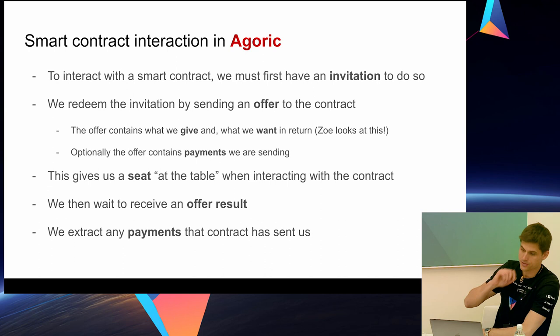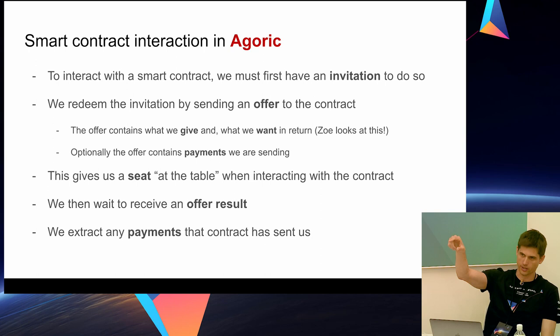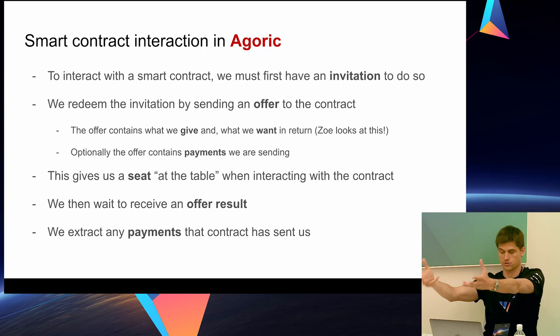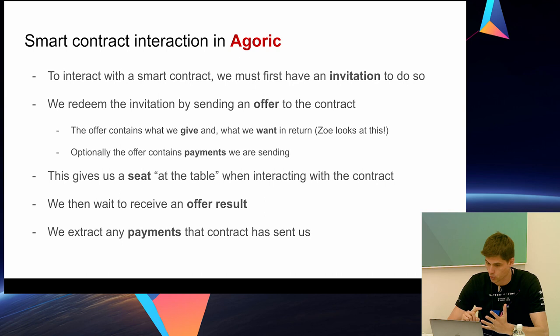So how does this work? Just very high-level concepts. Interaction with an Agoric smart contract involves invitations. And this is really the key: there are sort of no addresses. I can go to a public version of the contract and say, can you invite me to interact with you? If it's a public invitation, you get an invitation. Then you can redeem that invitation by sending an offer. You say, I want to use this invitation, and this is the offer, and I want to give this whole thing to the smart contract. The offer contains what we give and what we want.